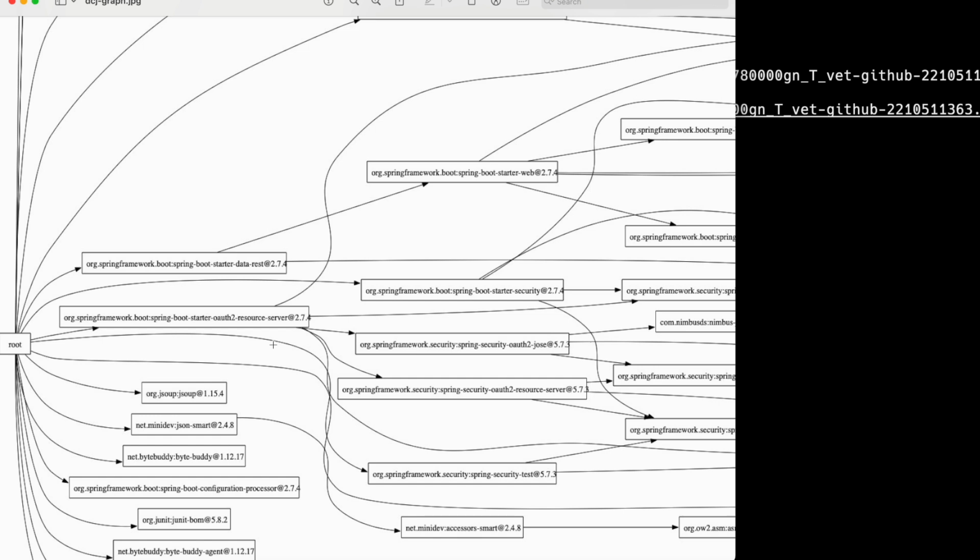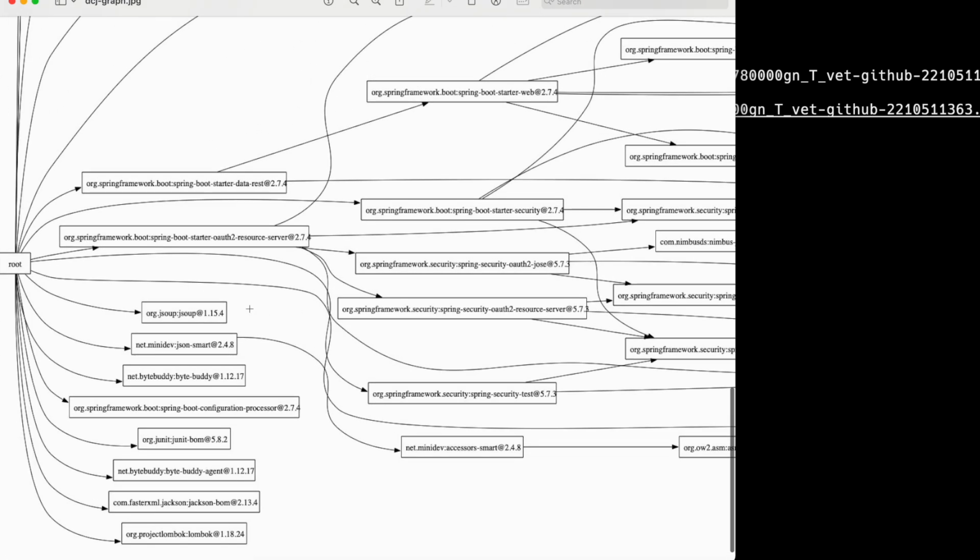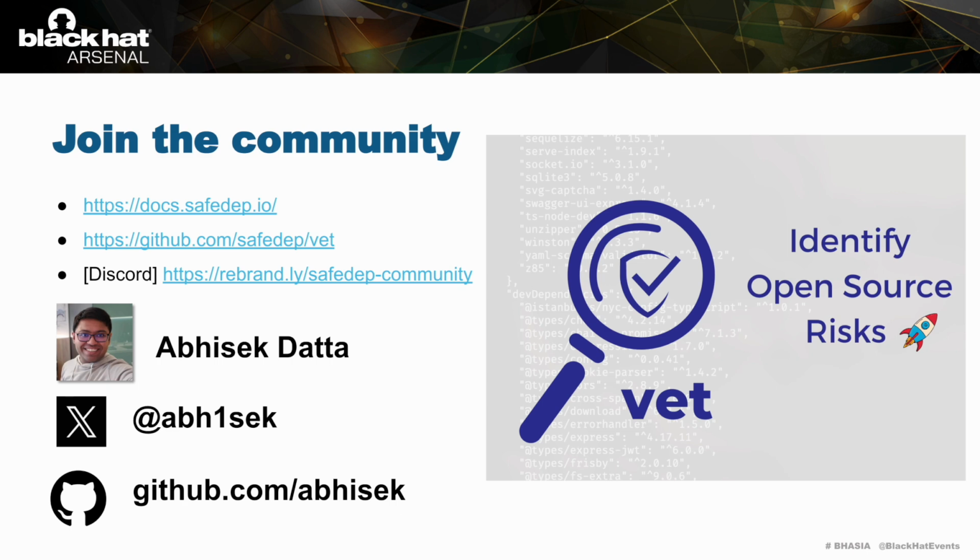WET tries to assist here by providing a dependency graph for developers to look at and identify how a transitive dependency was introduced in their application. That's about it for this presentation.